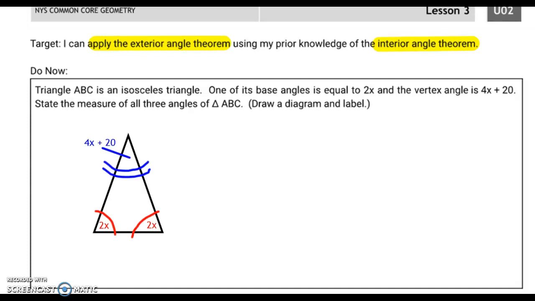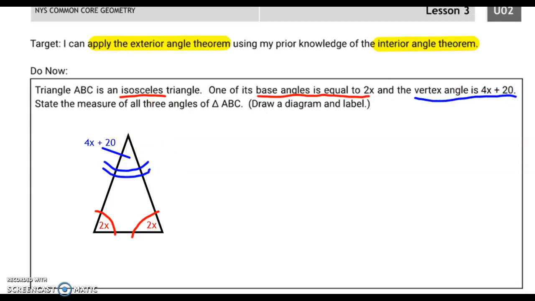All right, in the first step of this problem, you can see that we labeled the 4x plus 20 and the 2x down here as one of the base angles, keeping in mind that when it talks about a base angle of an isosceles triangle, the base angles are the two angles that are congruent to each other, and we also know that the vertex angle is the non-congruent angle. In other words, the angle that's basically on top, right?